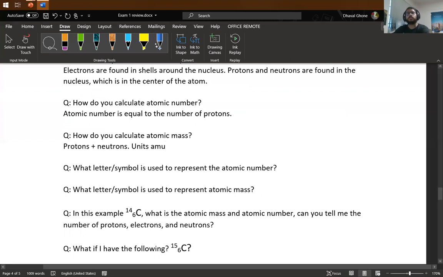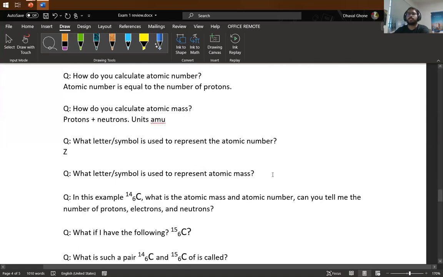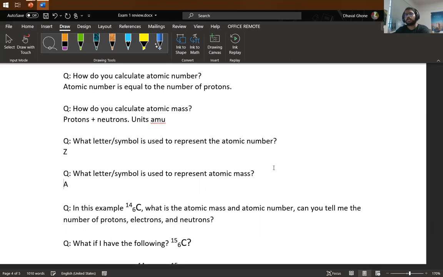What letter or symbol is used to represent atomic number? The answer for this is Z. Atomic number is represented by the letter Z. What letter or symbol is used to represent atomic mass? And the answer to this question is atomic mass is represented by the letter A.